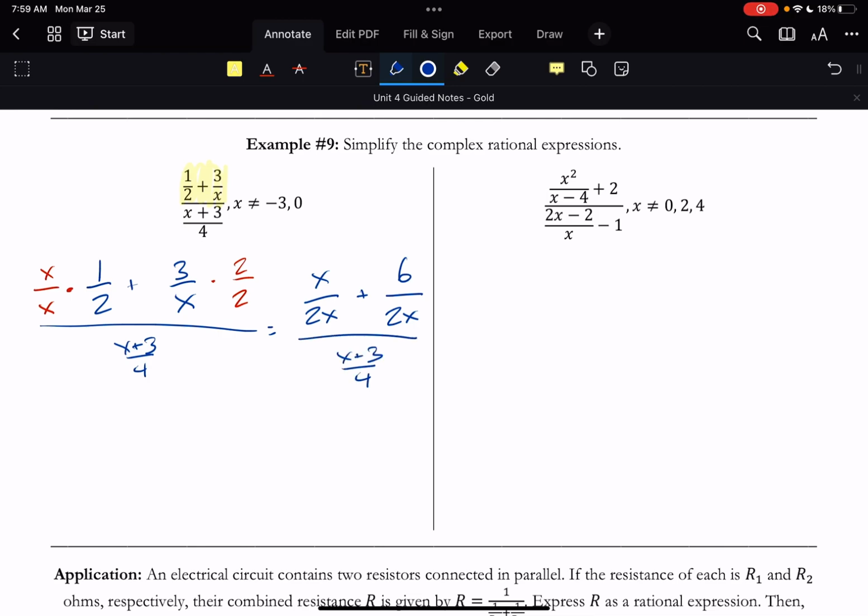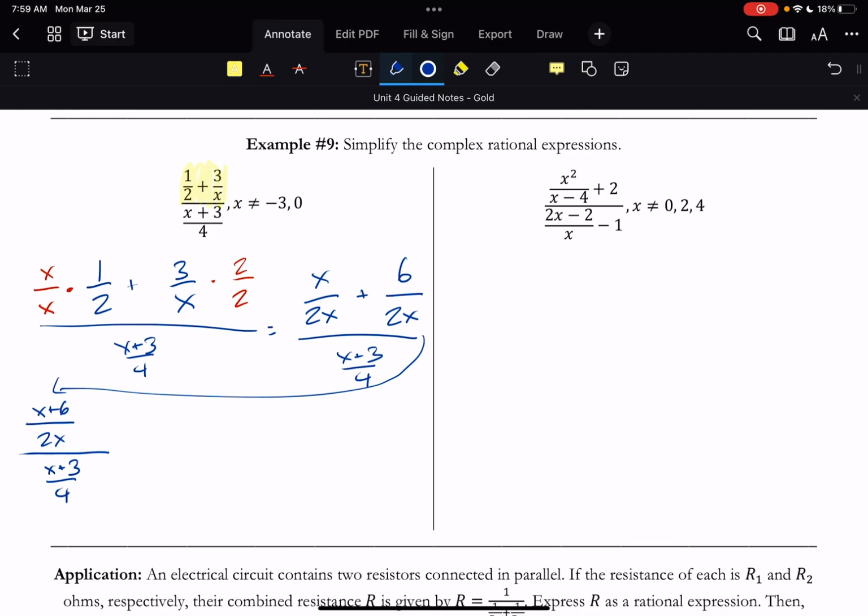So now I look at my denominator. I ask, can I simplify that? It's already simplified. It's one rational expression. So now what I'm going to do is combine those two rationals in my numerator. So I can write this as x plus 6 divided by 2x all over x plus 3 over 4.